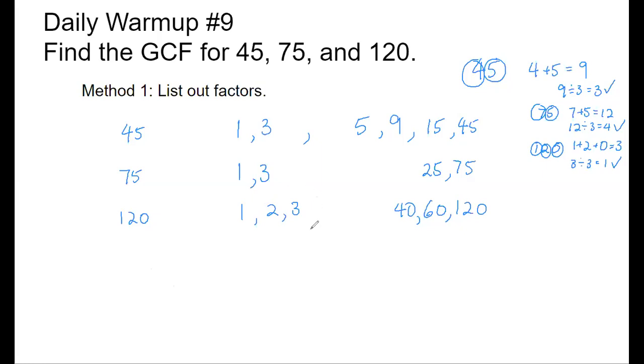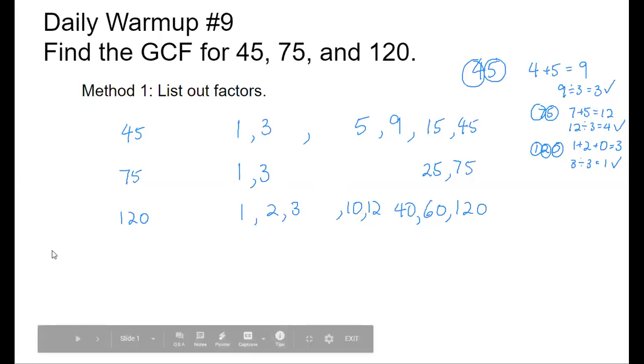So then let's see. 120, I know it's divisible by 10. 10, the pair is 12. Okay. And so if you keep going down this route, you'll end up with a complete list, hopefully. Sometimes you miss a few here and there. That's kind of what I don't like about this method.